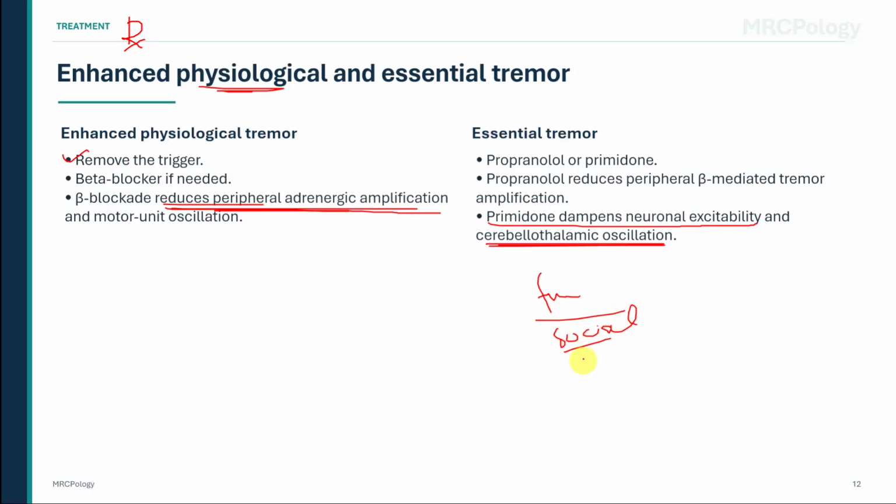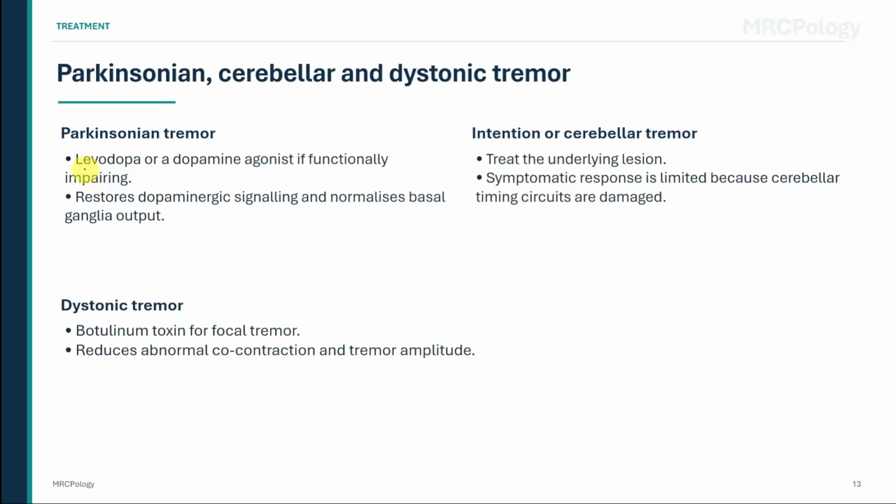For Parkinsonian tremor, dopaminergic treatment such as levodopa may reduce the tremor when it is functionally significant. Restoring dopaminergic signaling improves basal ganglia output and reduces abnormal motor network activity. The response of tremor can be variable, so management should consider the complete Parkinsonian syndrome rather than the tremor alone.